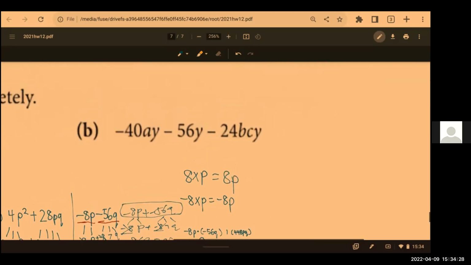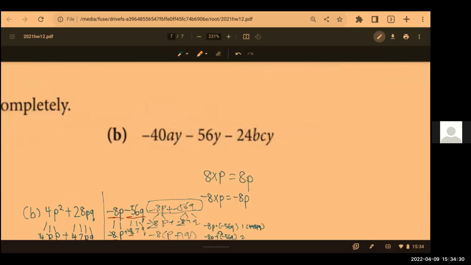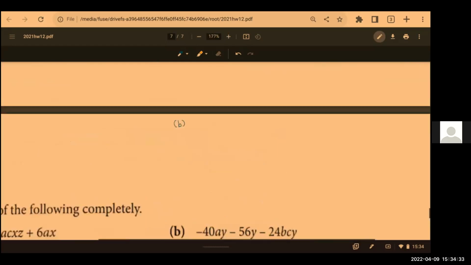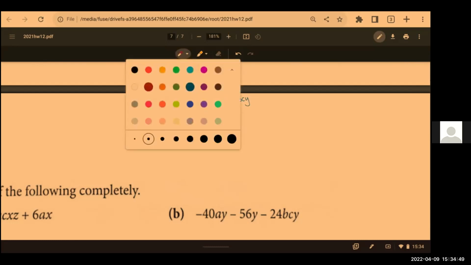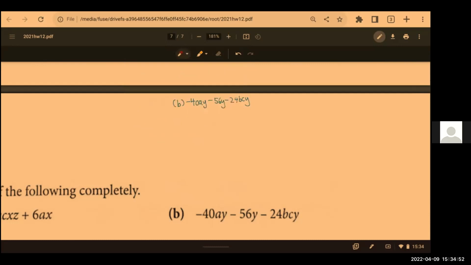Can you underline the terms first? Or copy the question here first, so that later you can underline. So underline the terms first. Okay, good. So basically you have three terms. So these three terms, right? You need to insert the plus sign in between.